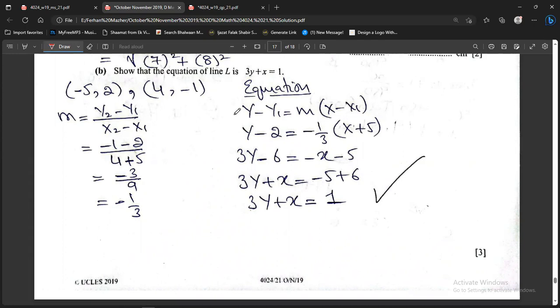So I'm going to use y minus y1 equals m bracket x minus x1, with this point and this gradient. So y minus 2 equals minus 1 by 3 bracket x plus 5. So take this 3 to this side. It will be 3y minus 6 equals minus x minus 5. So 3y plus x equals minus 5 plus 6. So 3y plus x equals 1. So this is the equation of the line L. This was what you had to show.